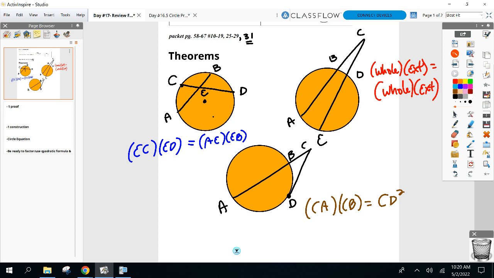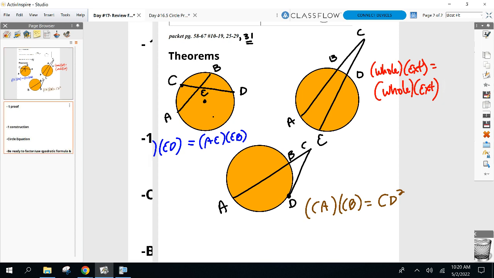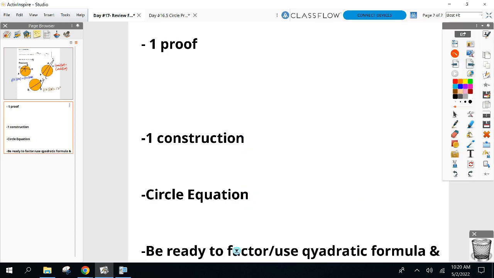All right. So just a few theorems there. I'm not done either, but just a few of the whole times external and the part times part. Any questions? I think there's a ton of them in your review. All right. We also have to talk about, one proof will be on there. Expect two different types of proofs. I'm not going to tell you which one.